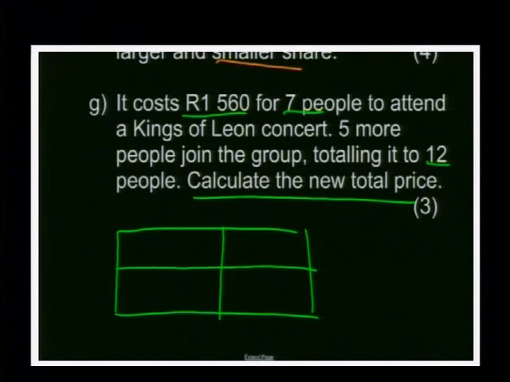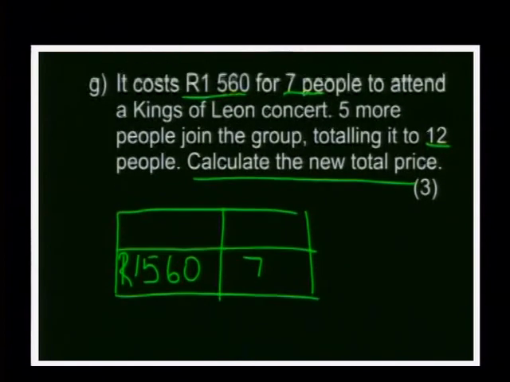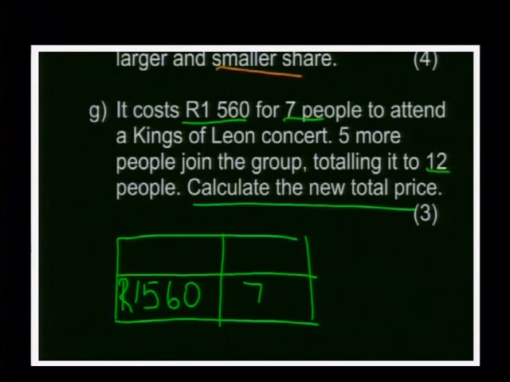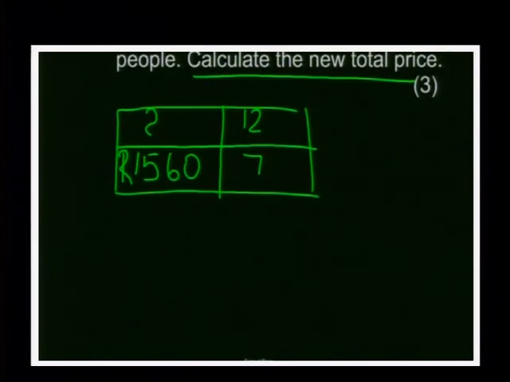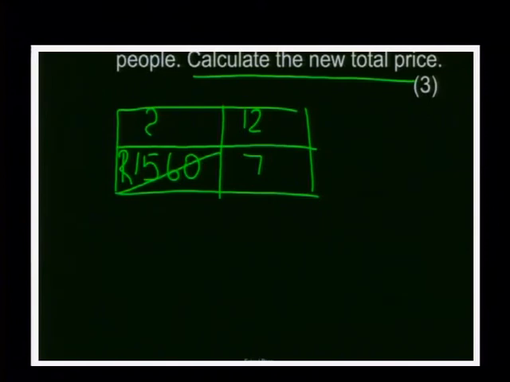What have we been given? We've been given the cost of 1,560 for 7 people. What are we being asked? We're being asked for the new price, so that's my cost, for 12 people. Once I've set this up, I've got people on the one side, my money on the other side, what's been given, and what are being asked. Once I've set it up, easy for me to calculate. Whatever is below my question mark, I cross out and multiply on the other side.